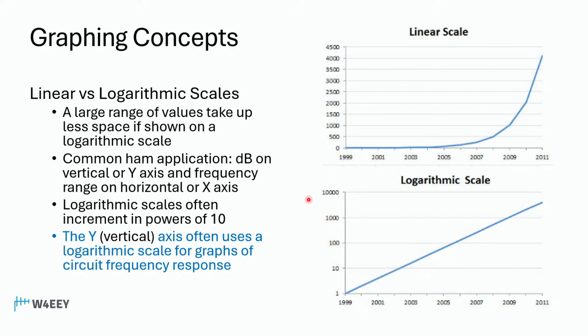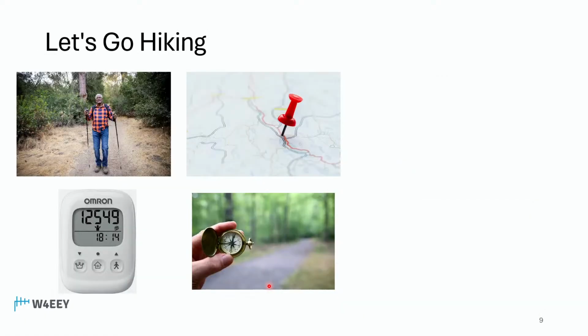And this is the pool question. The y, or vertical axis, often uses a logarithmic scale for graphs of circuit frequency response. That's because the frequencies are usually such a broad range. It's a lot easier to see it that way. So this was our first appearance of blue text for tonight, so you already know how to answer one question. So let's change gears a little bit and go hiking.